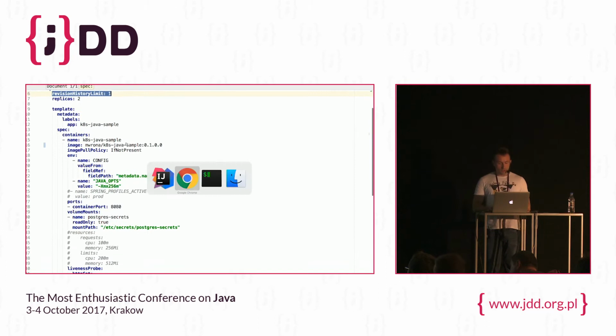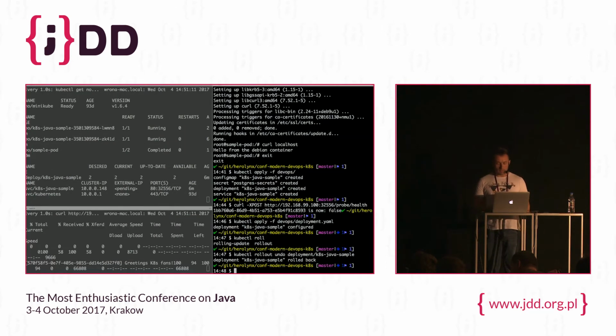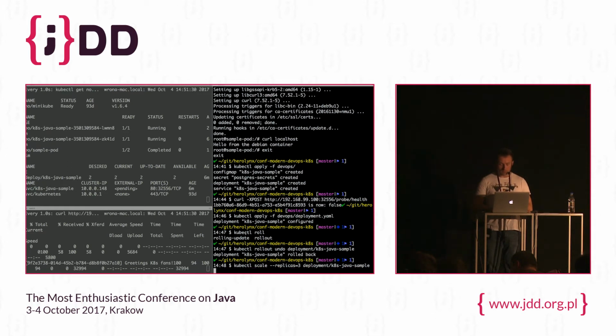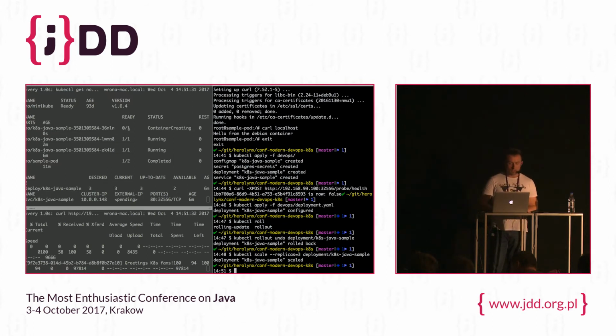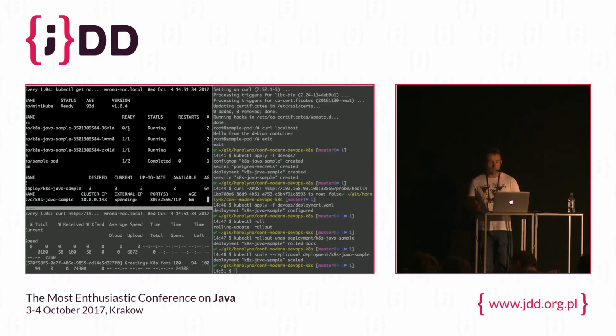All right, so now we know how to make updates of our services, how to make fallbacks. One remaining thing is scaling up and down, right? Scaling can also be done using a very simple command. In that case, Kubernetes will rescale our service to 3 instances. And basically, that's it.